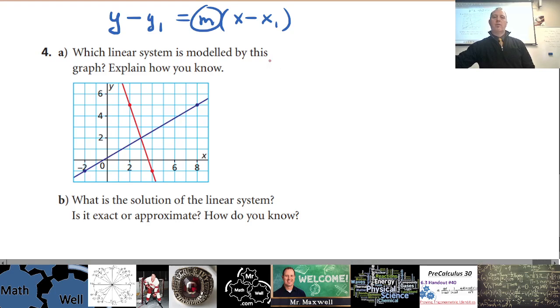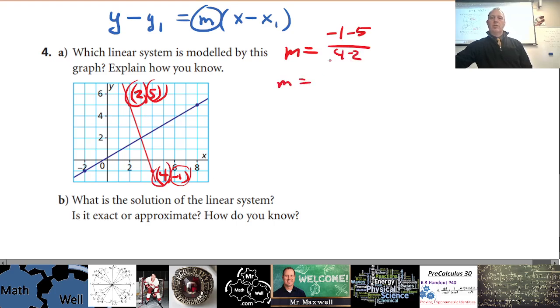So let's find the slope first for the red one. So this point is 2, 5, right? 2, 5. This point is 4, negative, looks like 1. 4, negative 1. Okay. So in order to find the slope, I go negative 1 minus 5 on top. And I'm going to go 4 minus 2 on the bottom. So that slope is going to be negative 6 over 2 or negative 3. You guys agree with that? Awesome.